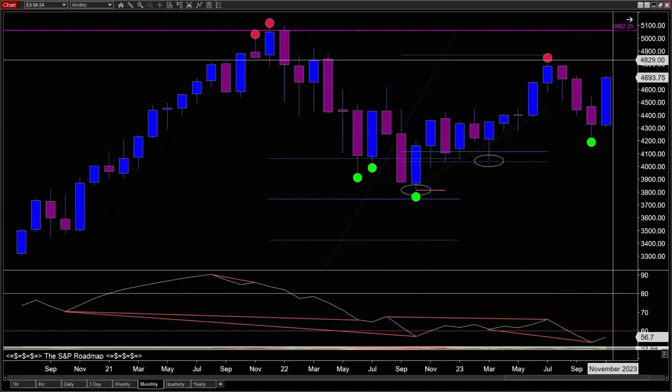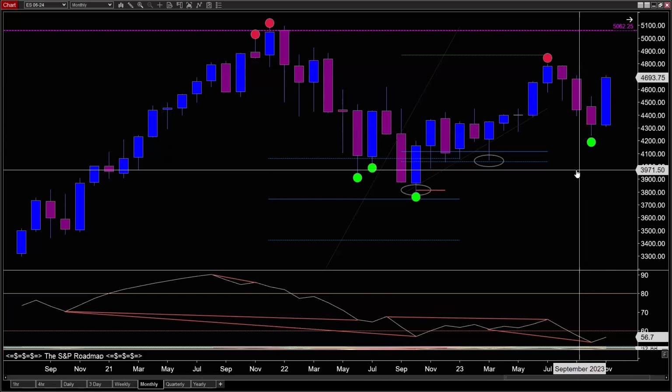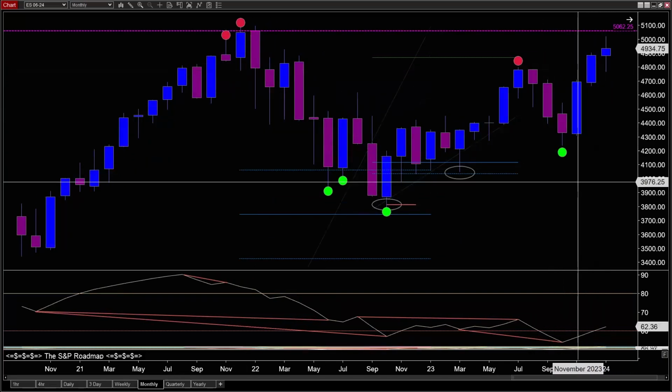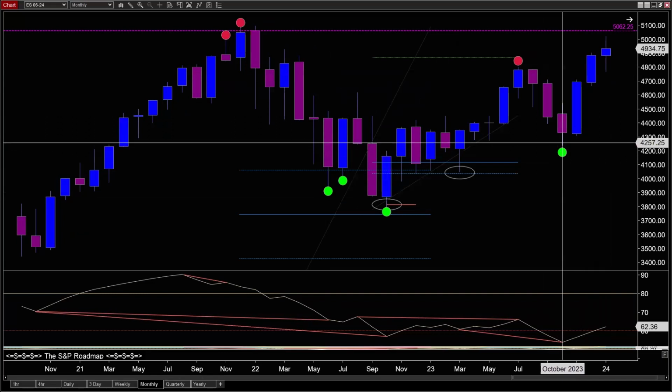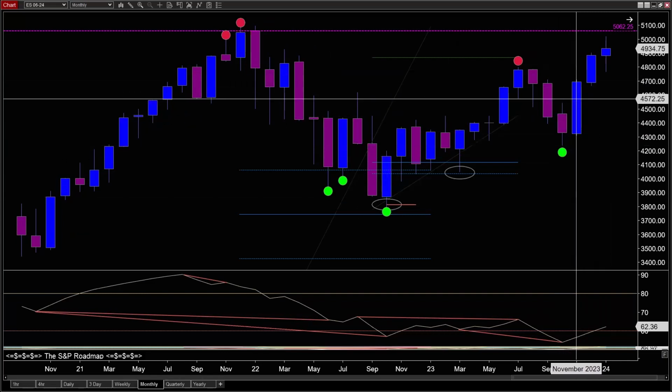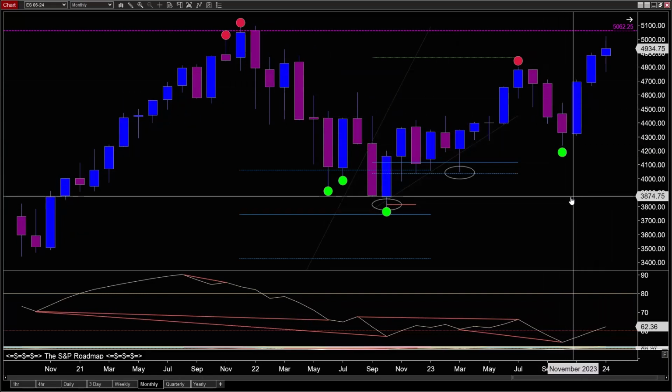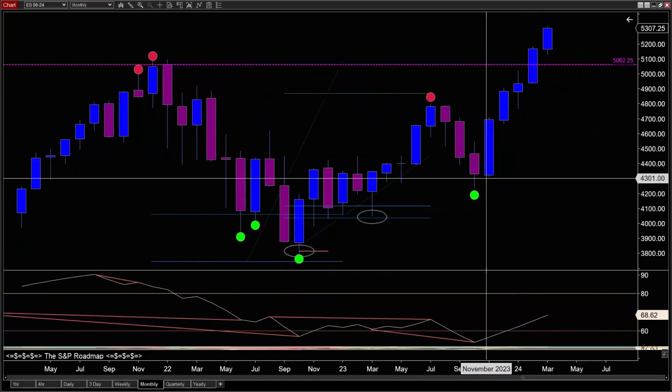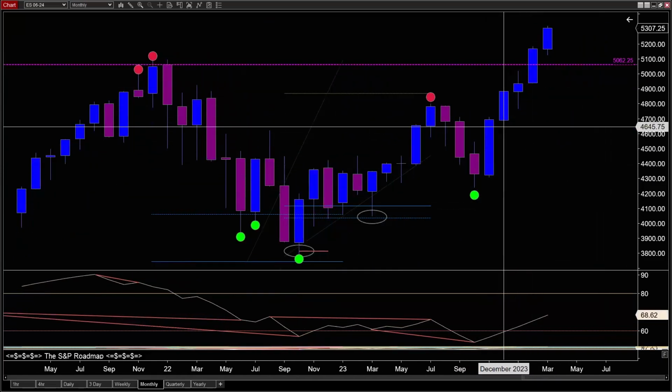On the morning of Halloween, I gave you guys that green light that it looks like we very well could get some type of major rotation, some type of Halloween rally coming into the end of the year. And sure enough, guys, here we are over 1,000 points to the upside.